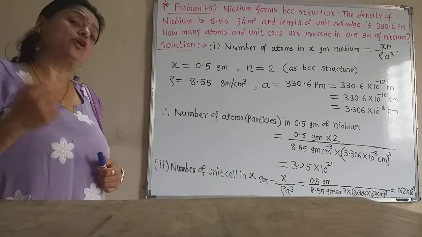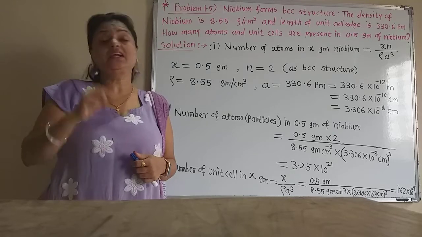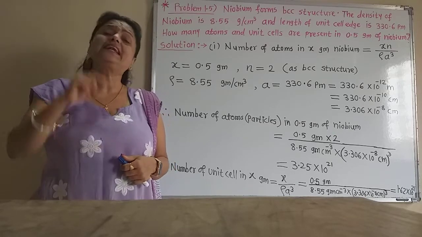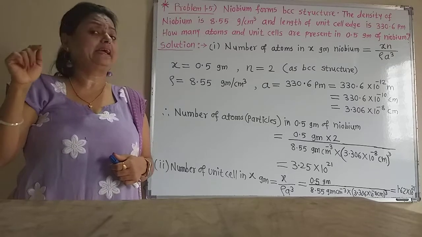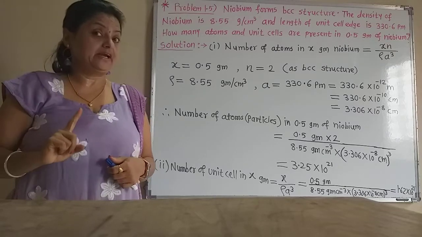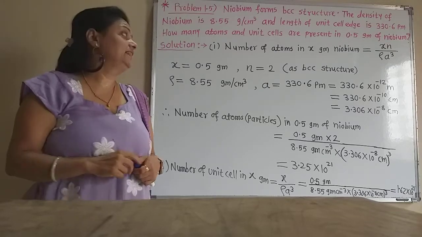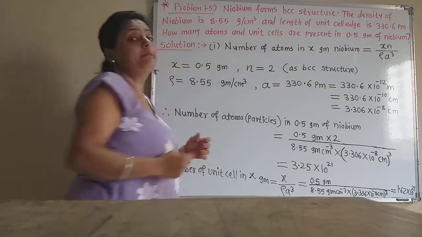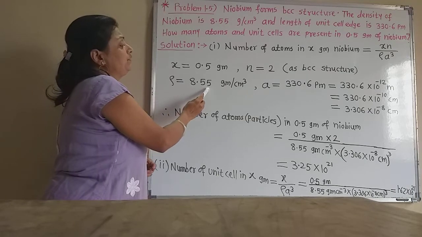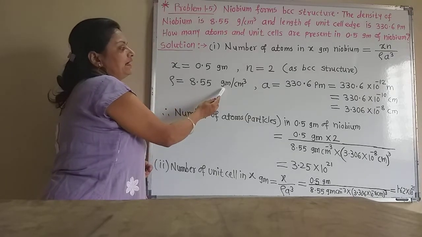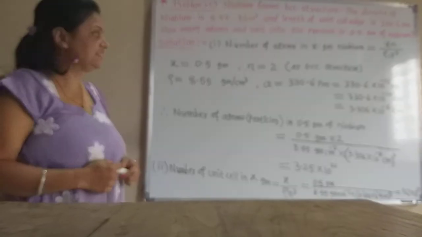We know that in a body centered unit cell there are two particles. One is at the center of the unit cell, and at the 8 corners there is 1 divided by 8 part each, which totals 1 particle. So 1 plus 1, that is 2 particles in the BCC structure. Again the density is given, rho, 8.55 gram per centimeter cube. This density is given.